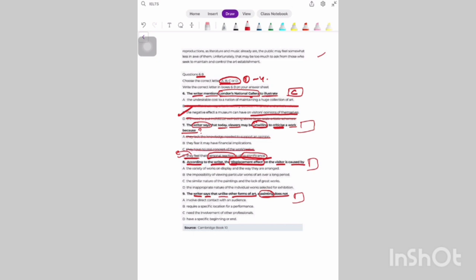Okay, this was also wrong. Now see, financial implication. By this word you will get distracted, because they're talking about money, monetary things and all. So this is also not the correct answer. The correct answer is option number D.